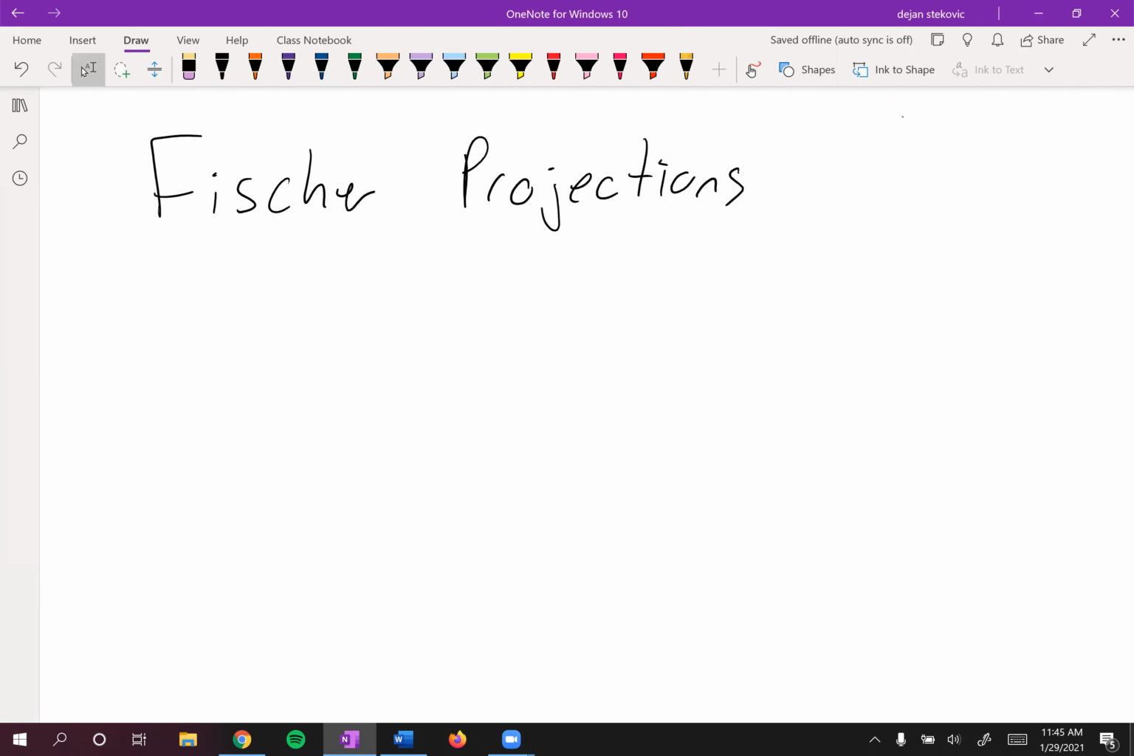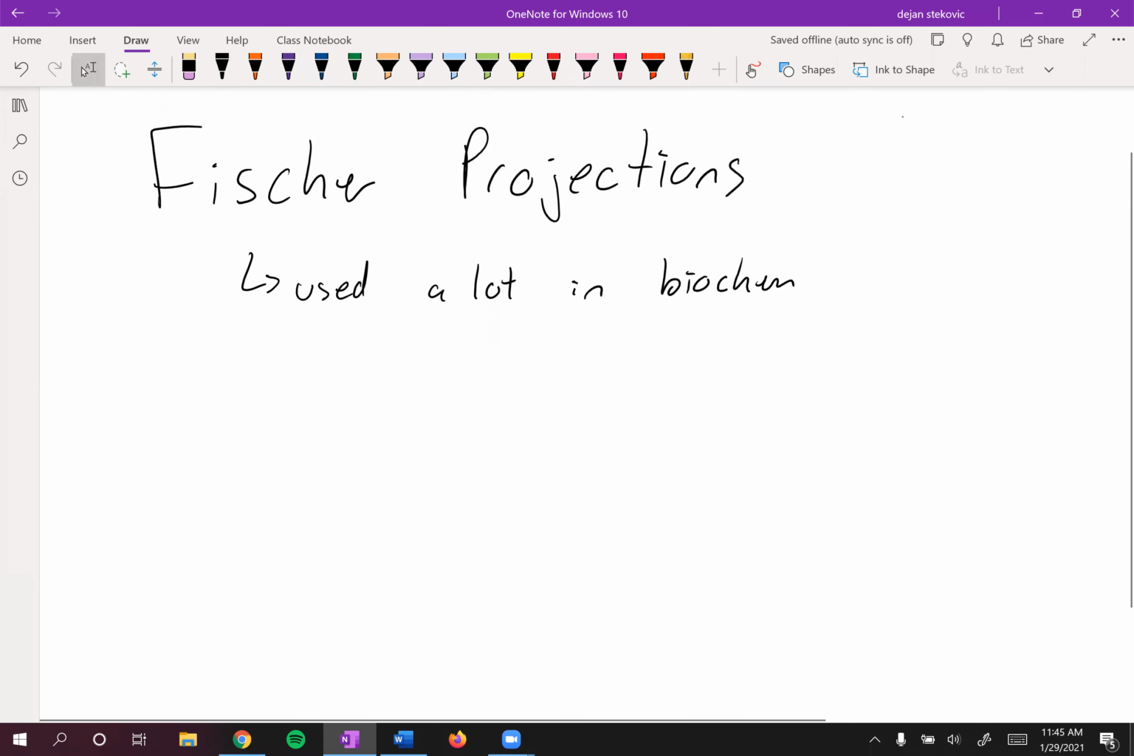All right, so we have one more thing that we want to discuss, and this is Fischer projections. These are often used in biochemistry when it comes to sugars and that kind of thing. We don't have to worry too much about it, but we just need to know what Fischer projections are and how to determine the orientation, whether they're R or S.